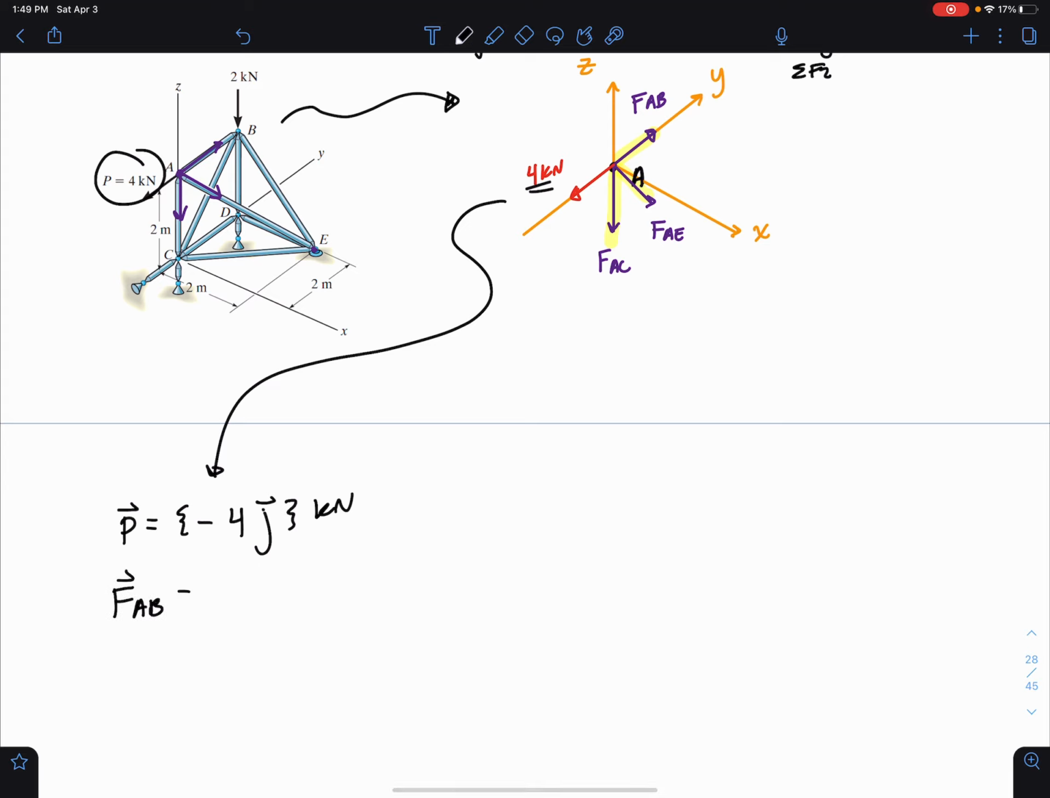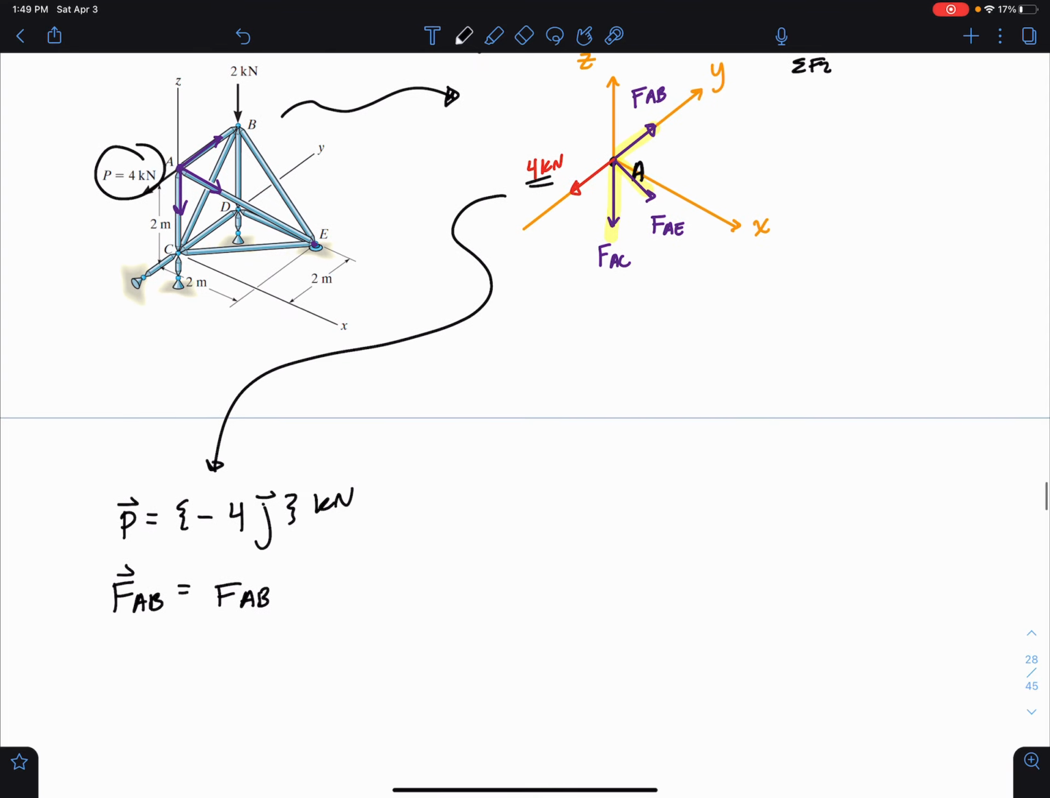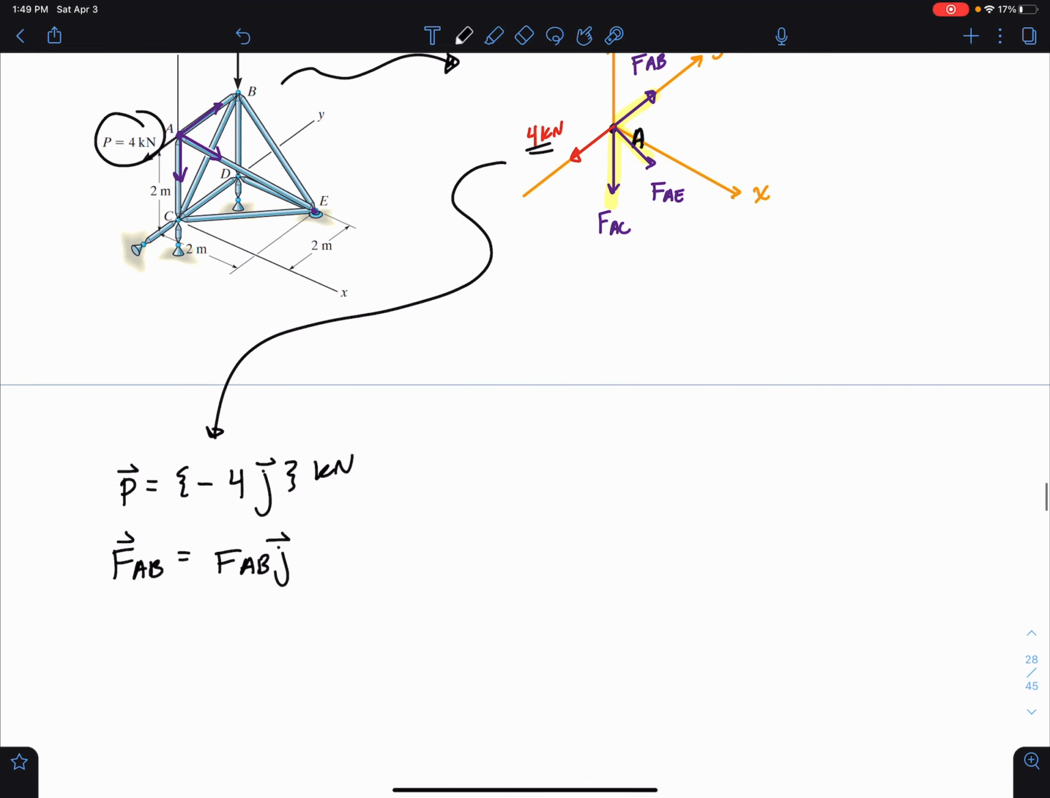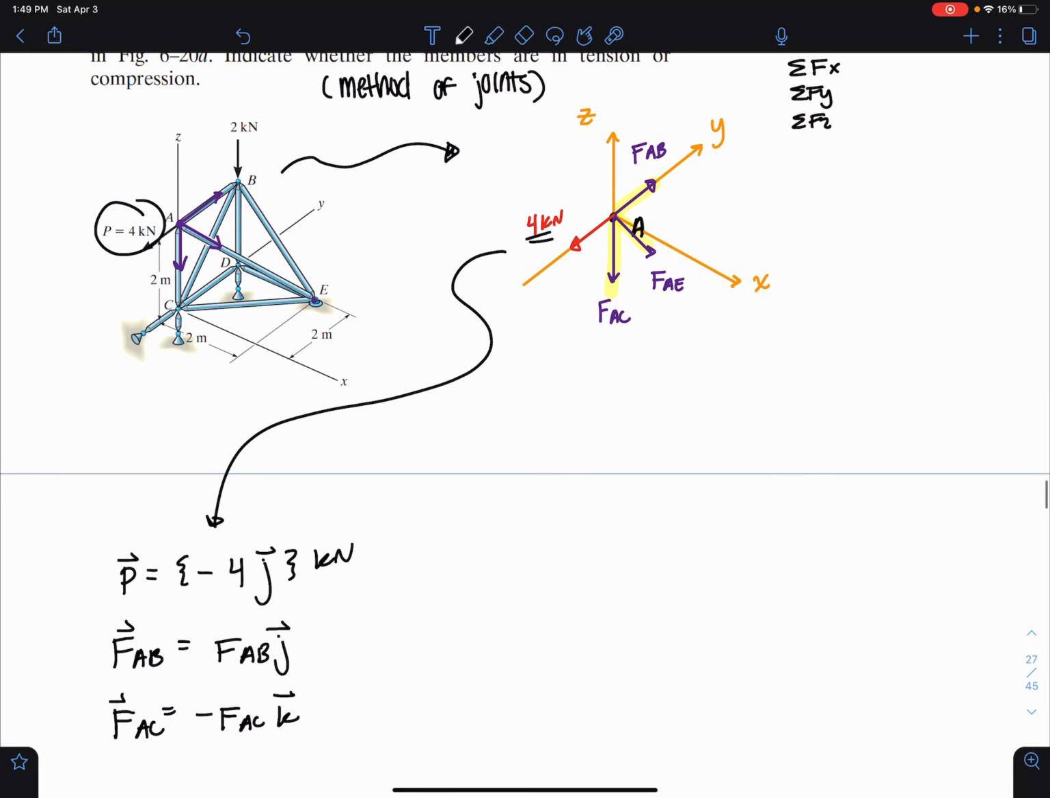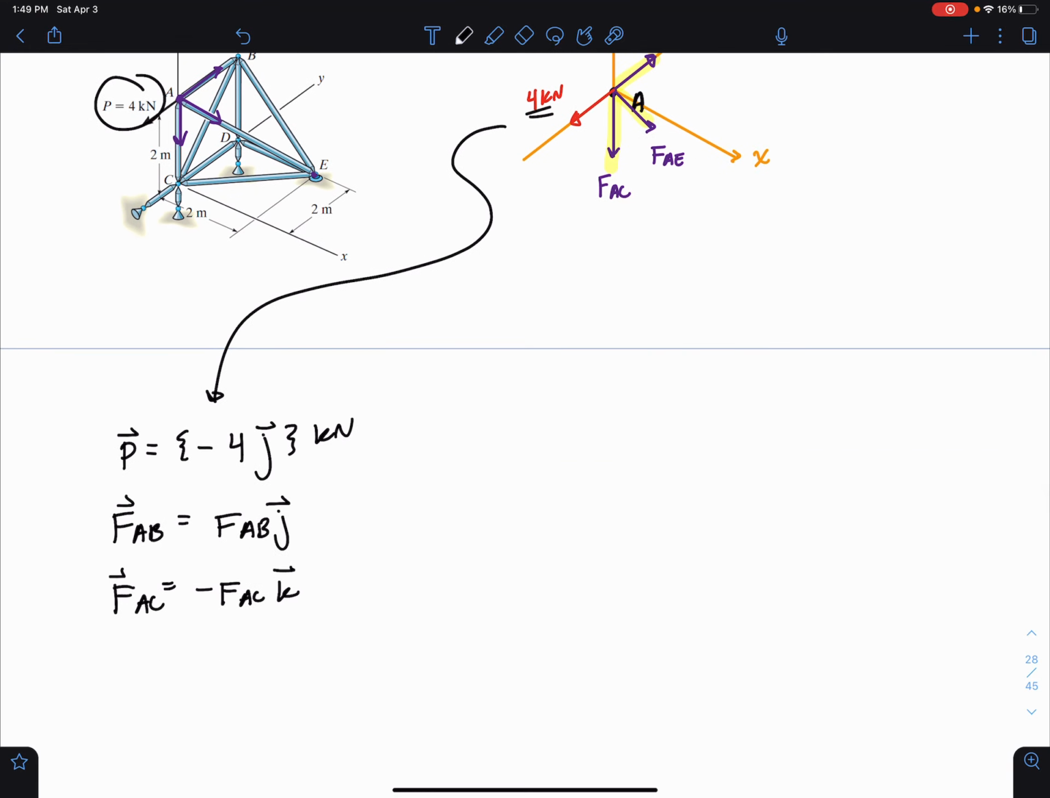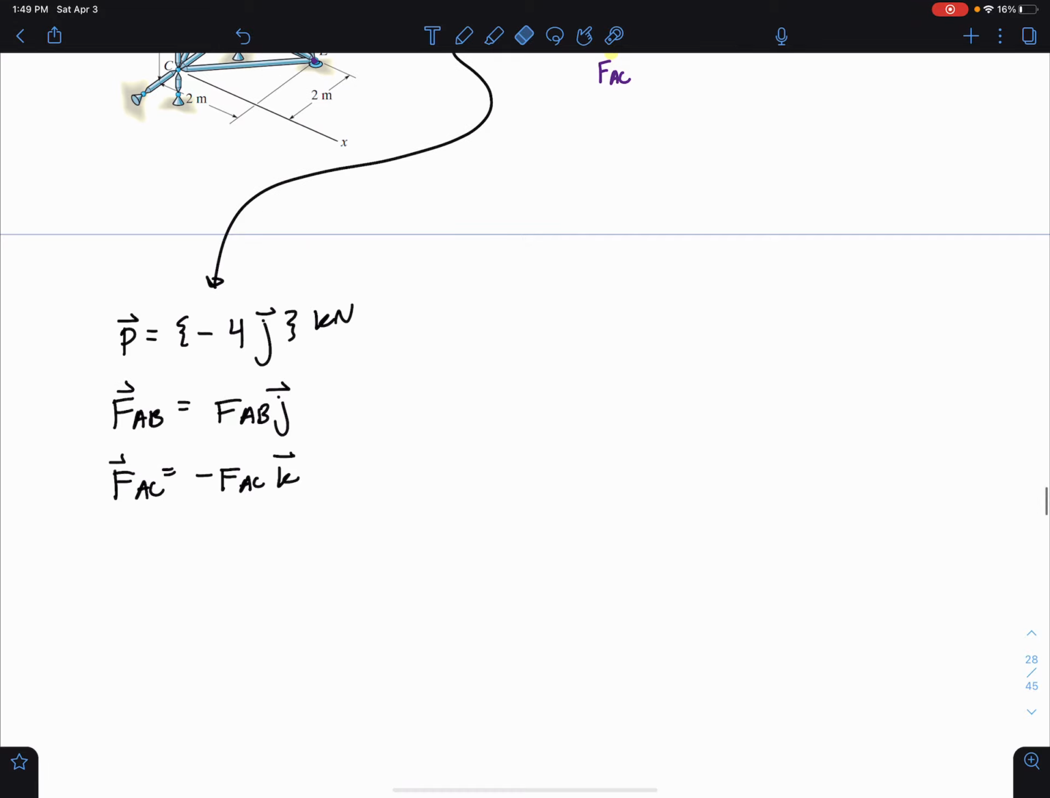FAB in vector notation is just the magnitude of AB, and that's purely in the j direction, the y direction, right? FAC is equal to negative FAC, and that is acting in the k direction, negative because it's in the negative k direction, opposite of what we've defined as positive z. And then the last one, which is acting in more than one direction and is a little more difficult to see, would be FAE.